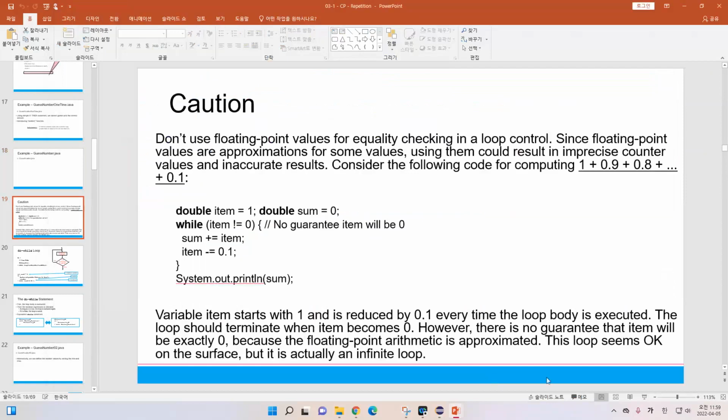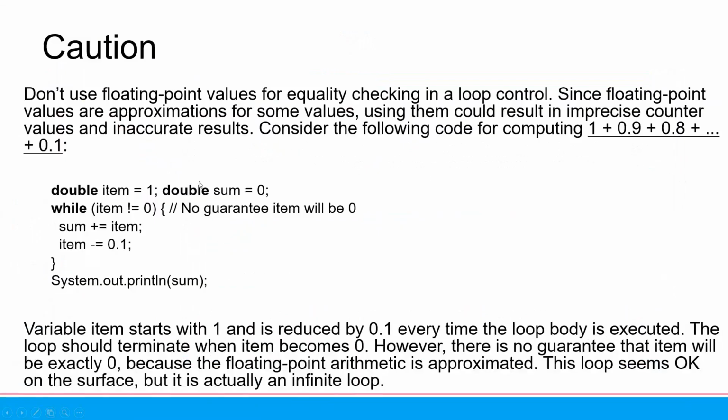When we have this kind of loop, we need to pay attention to the floating point values. Do you know what is floating point? Floating point, we call it real number. So any data with double or float, we call it real number. The real number is very sensitive with decimals.